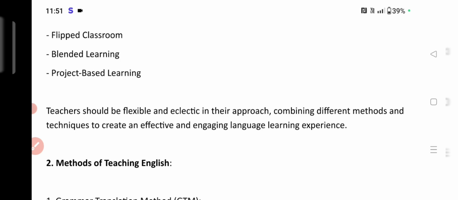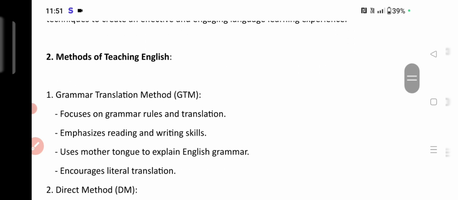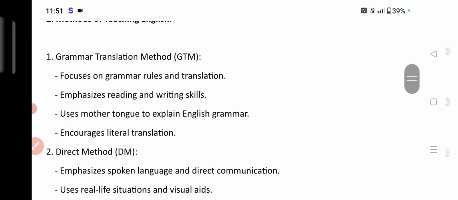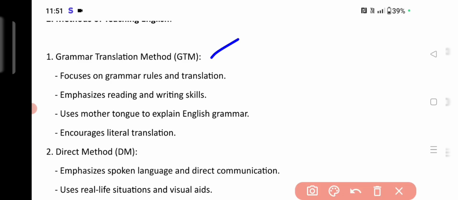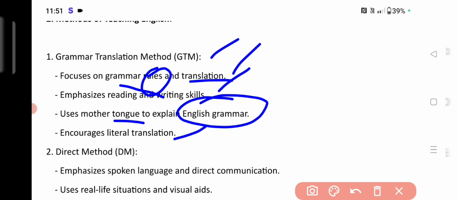Coming to the next topic, that is methods of teaching English. We have learned the methods part previously, right? So that is the grammar translation method. It concentrates on grammar rules, vocabulary and translation, right? Mainly on grammar, it emphasizes reading and writing skills, uses the mother tongue to explain English grammar, and encourages literal translation.